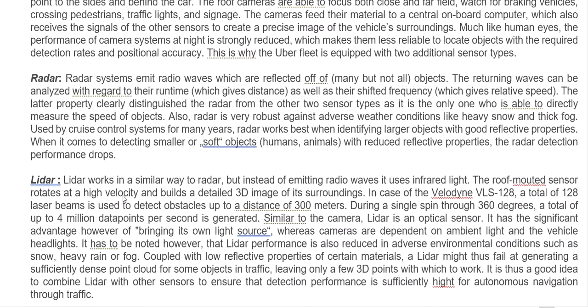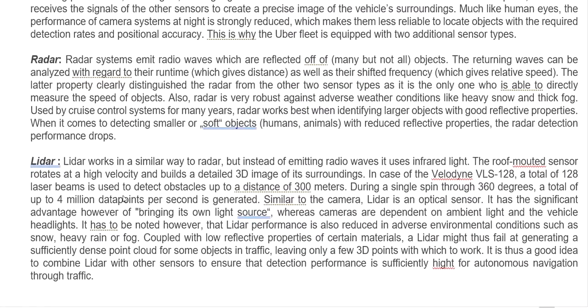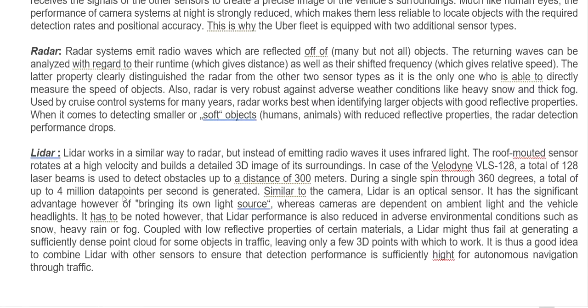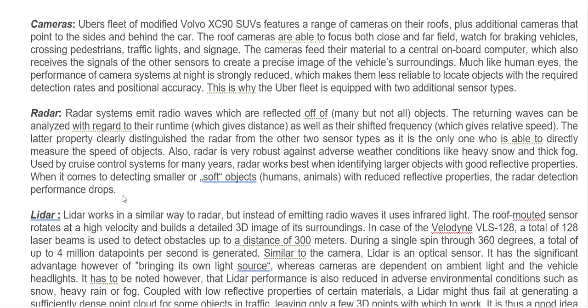The function of these I already taught in the last video, so if you have time, go back and see the video on how the LiDAR, radar, and camera work.